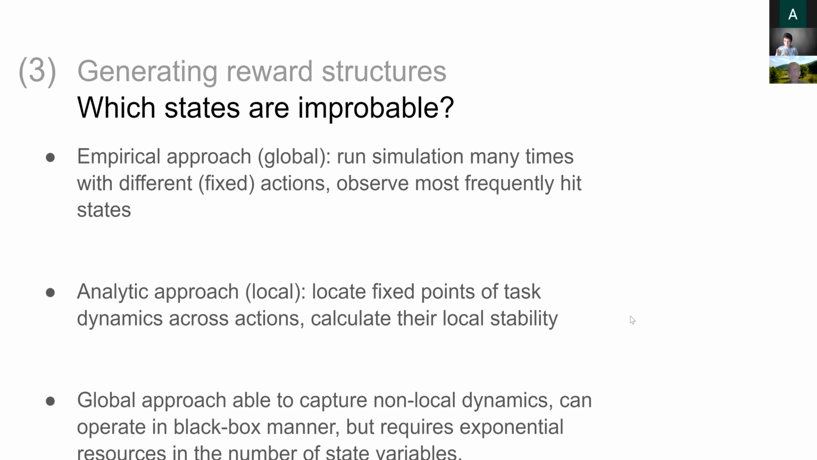There's a trade-off between these, because the global approach is able to capture the non-local dynamics, such as limit cycles. It can operate in a black box manner, even if we don't have access to the dynamics. But on the other hand, it requires exponential computational resources as the number of state and action variables increases.